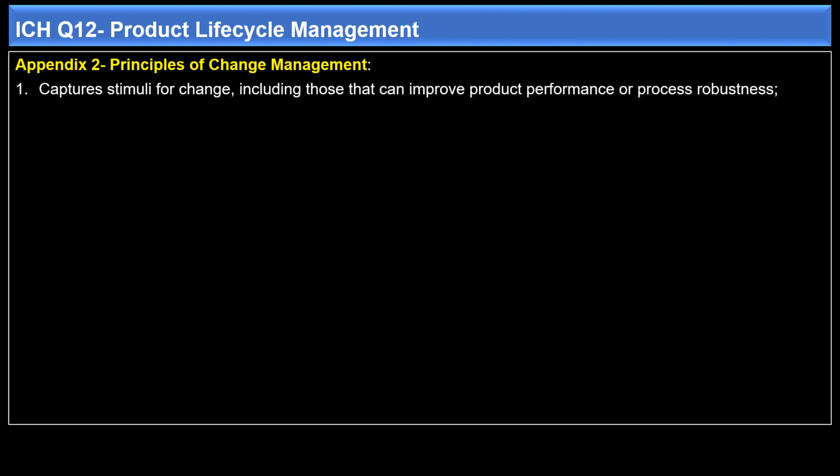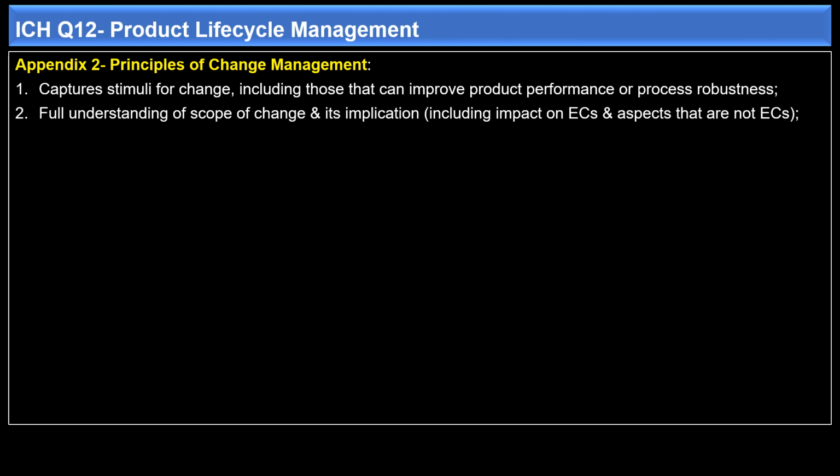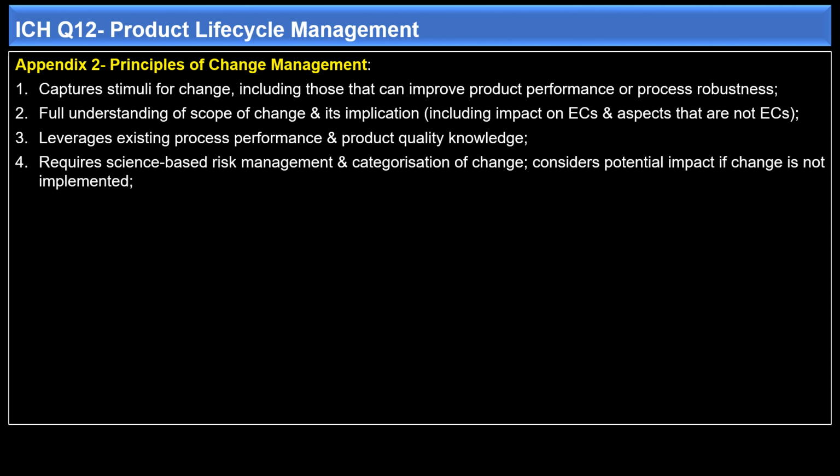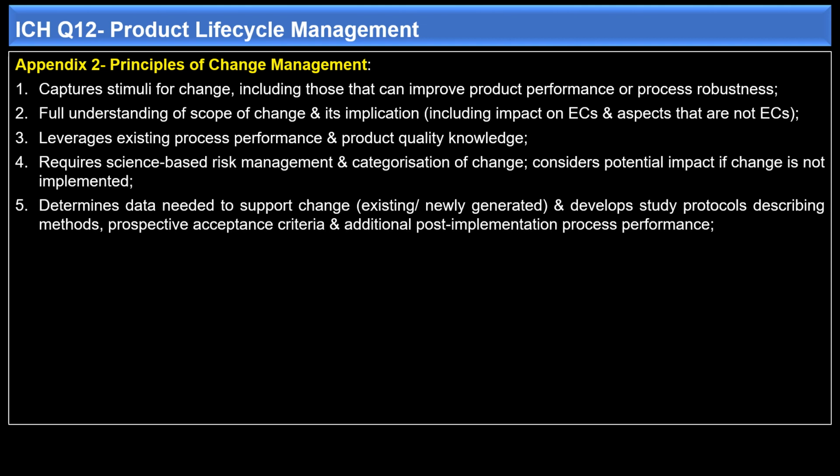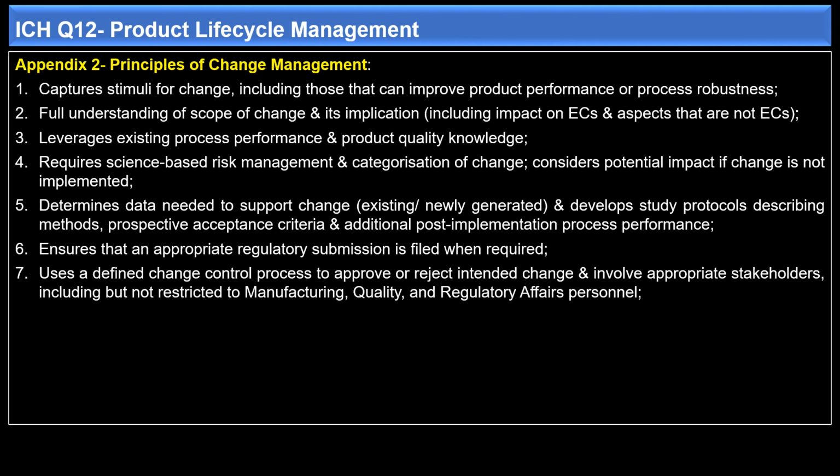Moving to Appendix 2, Principles of Change Management, it captures stimuli for change, including those that can improve product performance and process robustness. Full understanding of scope of change and its implications. Leverages existing process performance and product quality knowledge. Requires science-based risk management and categorization of change. Determines data needed to support change and develops study protocols describing methods and acceptance criteria. Ensures that an appropriate regulatory submission is filed.